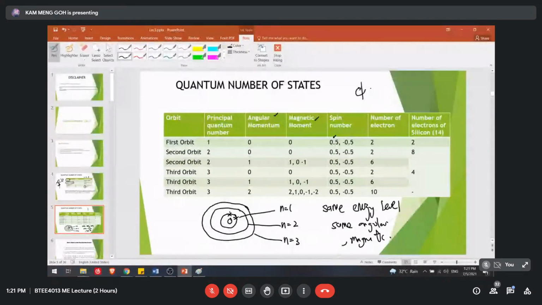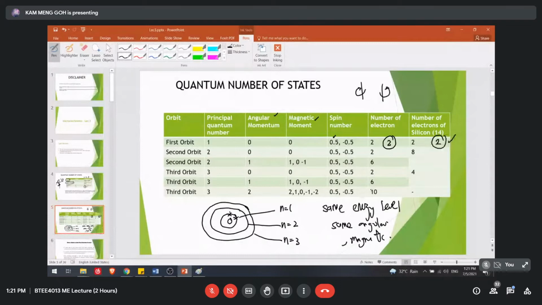So here all the rest are the same, and you can see here are the 2 electrons. In this orbit, they must have 2 electrons. In silicon, the first orbit must also have 2 electrons, so no problem. What about the second orbit?